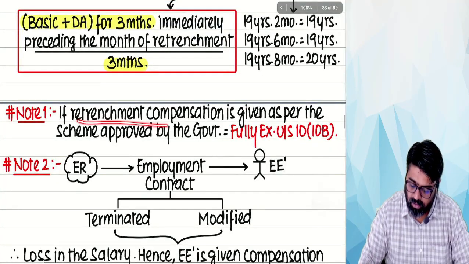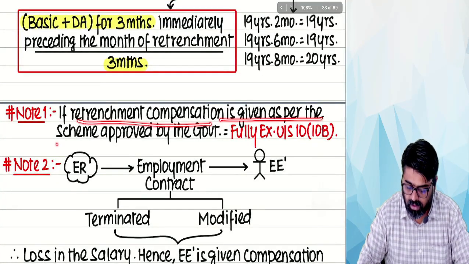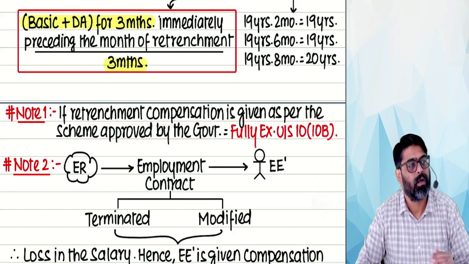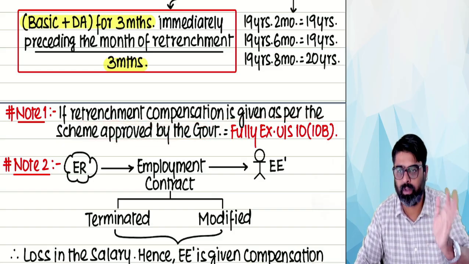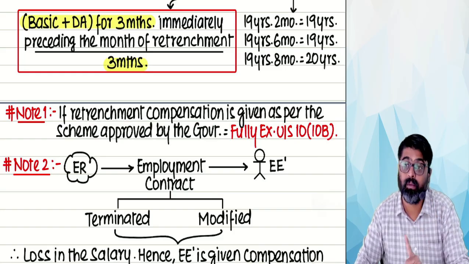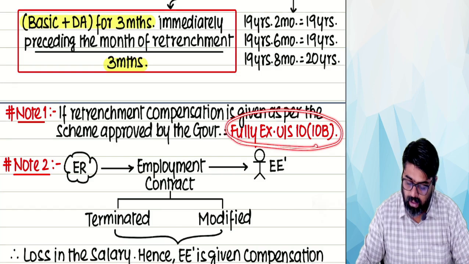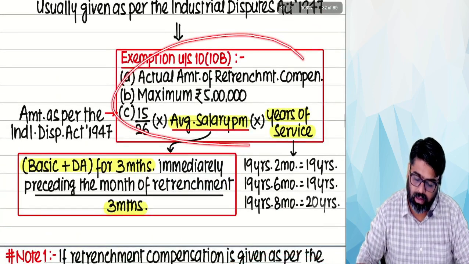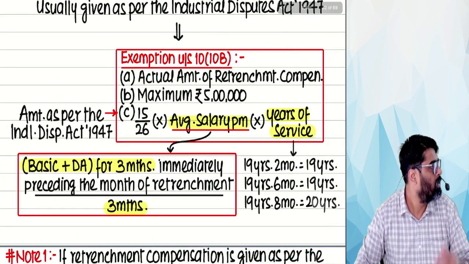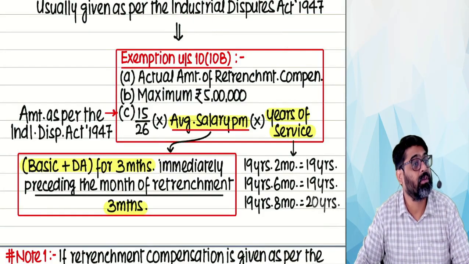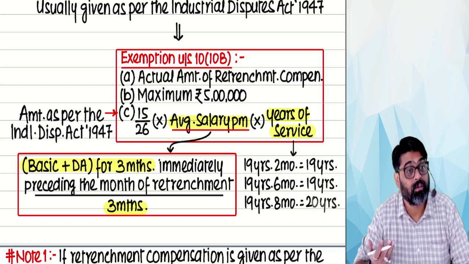Now see, sometimes the retrenchment compensation is also given as per a scheme approved by the government. If the retrenchment compensation is given to the employee as per the scheme approved by the government, then it will be fully exempt. No need to do the three-way comparison of whichever is lower. The full retrenchment compensation will be exempt because it is given under a scheme approved by the government.